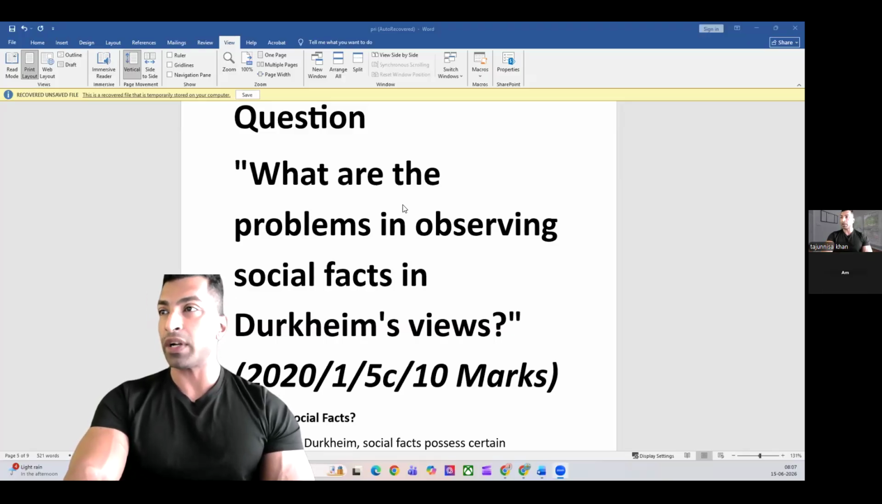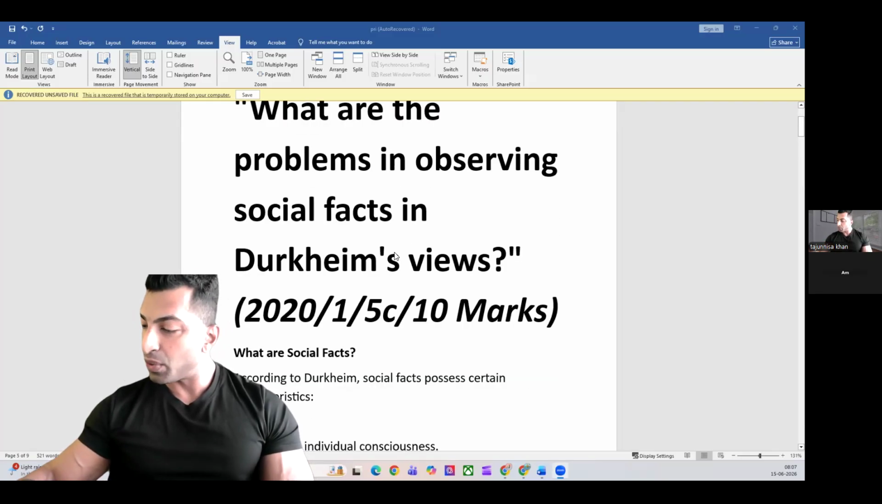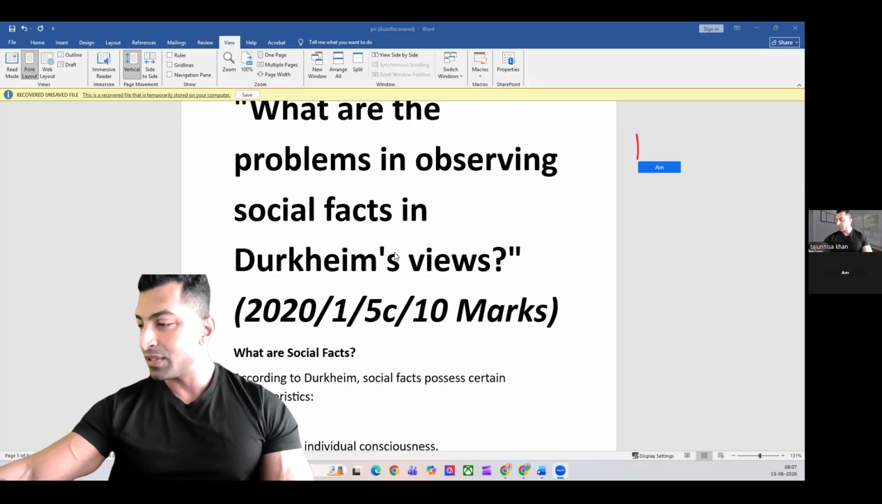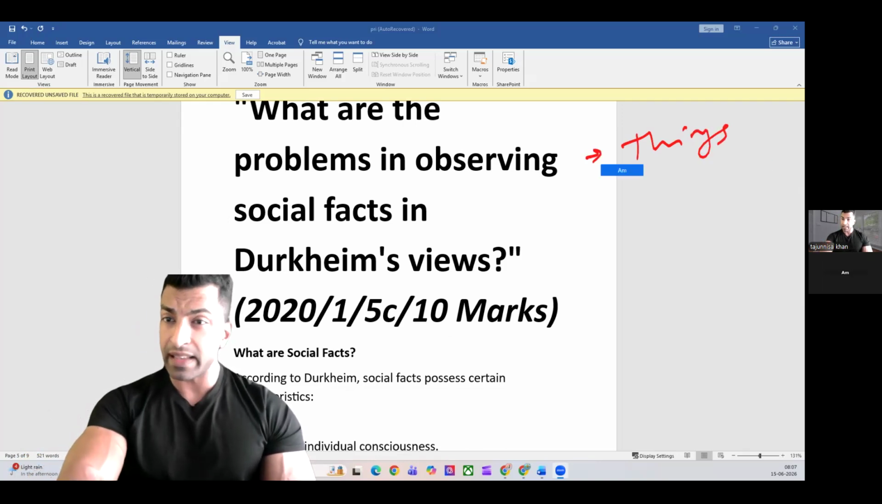What they have asked is, what are the problems in observing social facts in Durkheim's views? So we know that Durkheim wants to treat social facts as things, right? He said social facts need to be considered as things. And why is he saying that? So that you can ensure maximum objectivity. There won't be any personal bias.